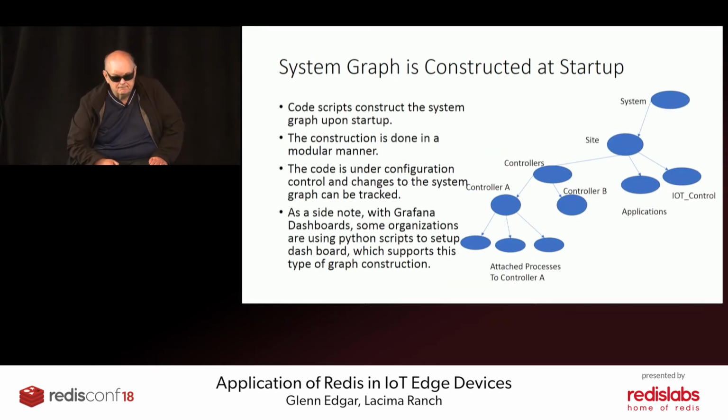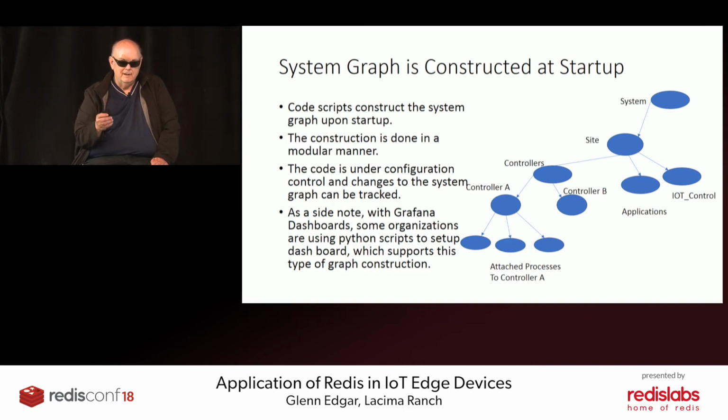And then basically, over on your right is a typical way I set my graph up. You have a system, you have a site, you have controllers, you have processes that are attached to the controllers, or you have applications. Applications are different than processes or controllers because applications can be defined for various controllers.